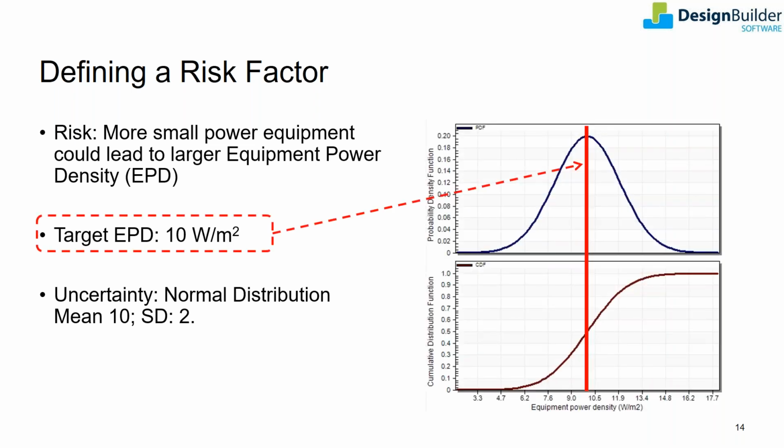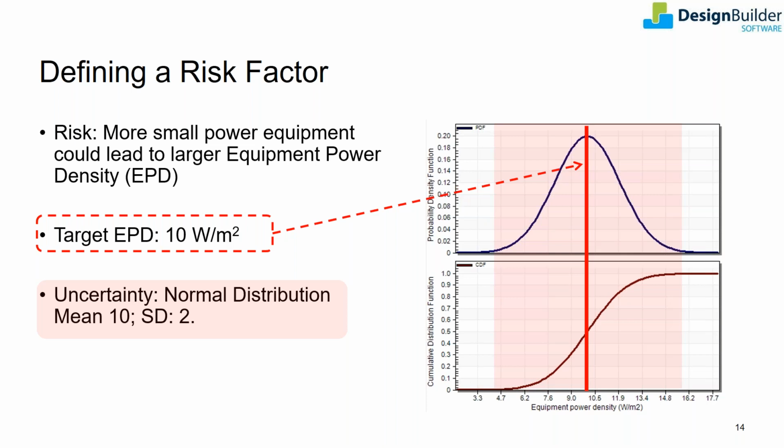The graph generated will therefore be a normal distribution graph with a mean value of 10. The standard deviation will be 2, meaning that 99% of the chances are that the building will not exceed an equipment power density of 16 watts per meter square.